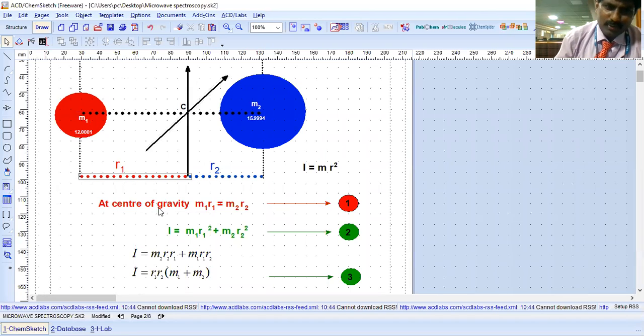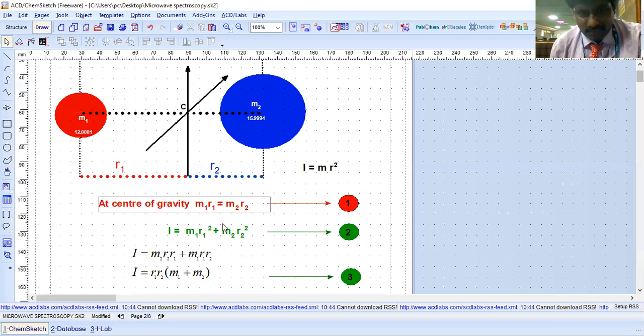This holds at the center of gravity, or the center of mass. So now the moment of inertia of the molecule is I equal to m1 r1 square plus m2 r2 square. We substitute m1 r1 instead of m2 r2, and vice versa, and we get this equation.